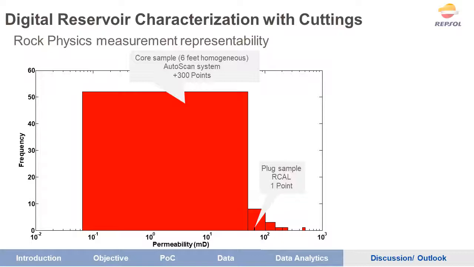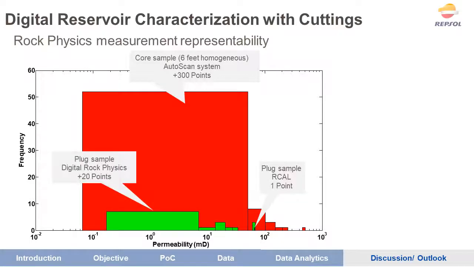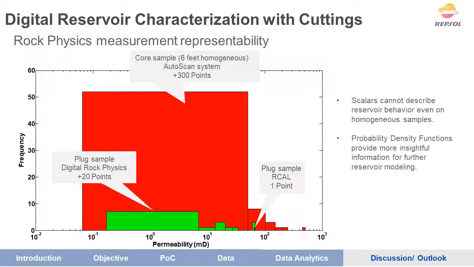Then they wanted to check the capabilities of estimating these properties with digital rock physics, and with 20 points they also obtained a distribution bounded within the core distribution. So if in reservoir characterization we aim to describe the reservoir behavior, it is better to do it with a probability density function or a range of property than with one scalar.